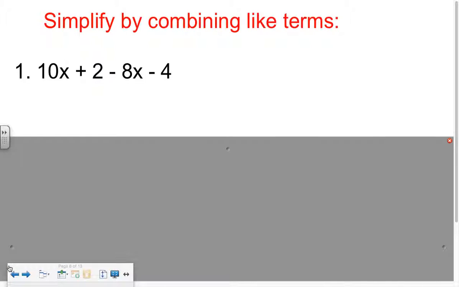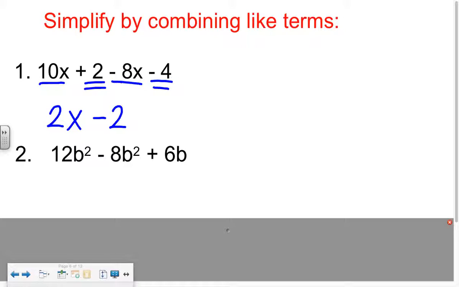Simplify by combining like terms. So write this one down, 10x plus 2 minus 8x minus 4. Remember, this is where you want to do the underlining. So 10x minus 8x is 2x. 2 minus 4 is a negative 2.